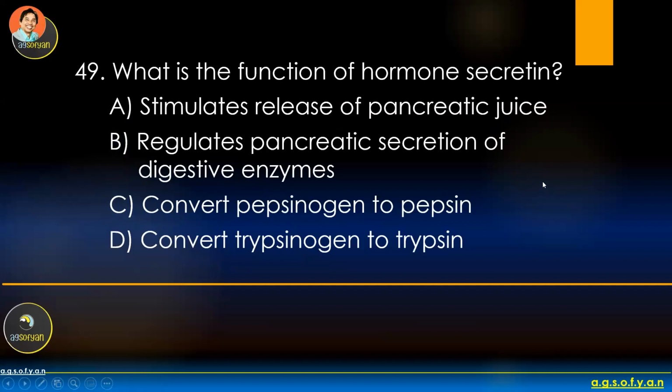What is the function of hormone secretins? Okay, remember this hormone is produced by the small intestine. What is the function? Stimulate release of pancreatic juice. It could be regular excretion of digestive enzymes, maybe convert pepsinogen to pepsin. It is not, because this one is actually in stomach. Remember, stomach produce pepsin. Convert trypsinogen to trypsin, maybe. Okay, the correct answer, secretin is actually used to stimulate the release of pancreatic juice.